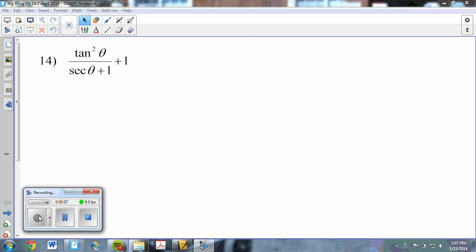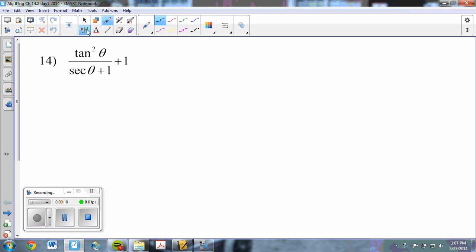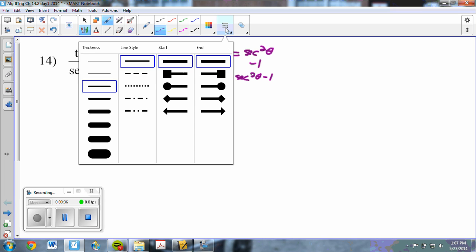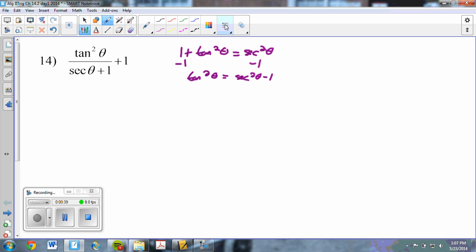Problem 14 has us doing something we haven't had to do yet. Instead of taking things and making them smaller, we expand something. We have the identity that tells us that 1 plus tan squared is secant squared. If I subtract a 1 from both sides, I get that tan squared is secant squared minus 1. So I can replace this tangent squared with secant squared minus 1.